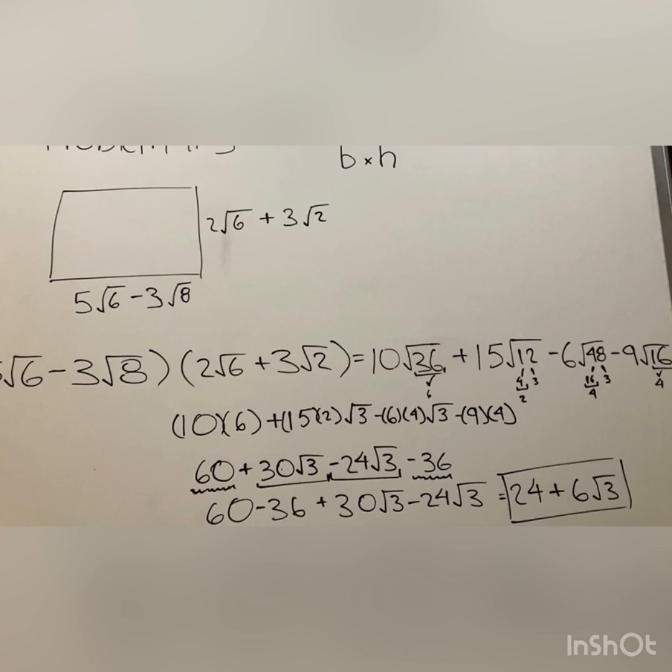Then you see for the similar numbers like 60 and minus 36, you can subtract them. 60 minus 36 is 24, then 30 square root of 3 and minus 24 square root of 3, you can do the same. 30 minus 24 is 6, so then the final result is 24 plus 6 square root of 3. That's the area.